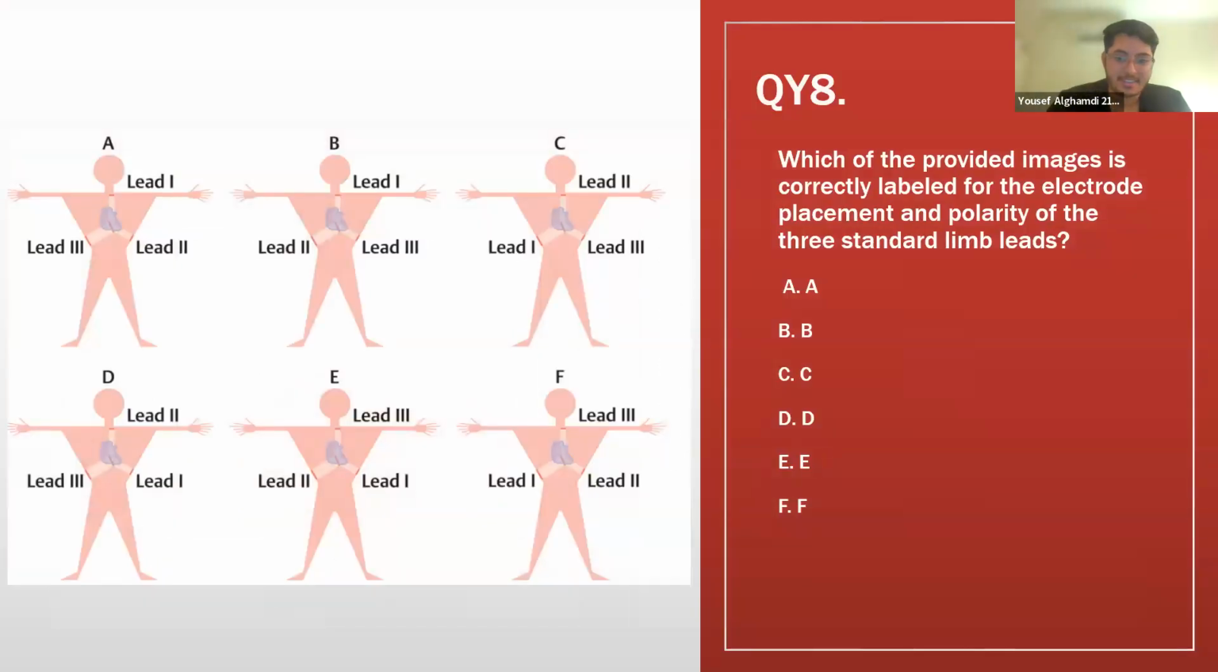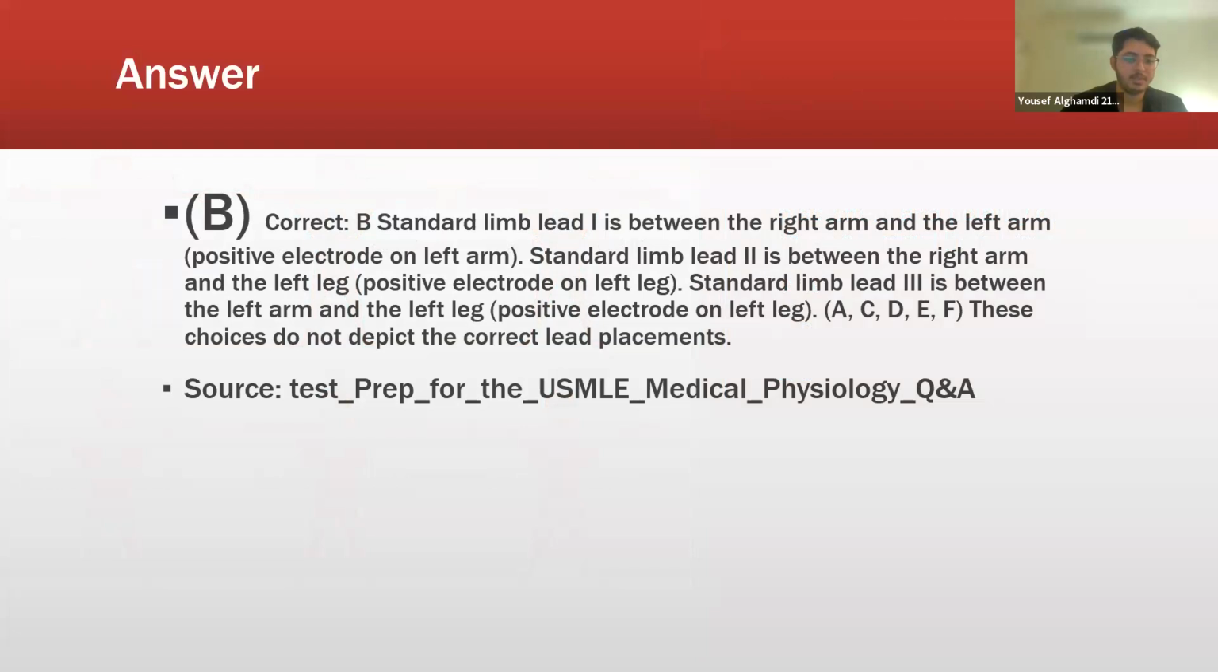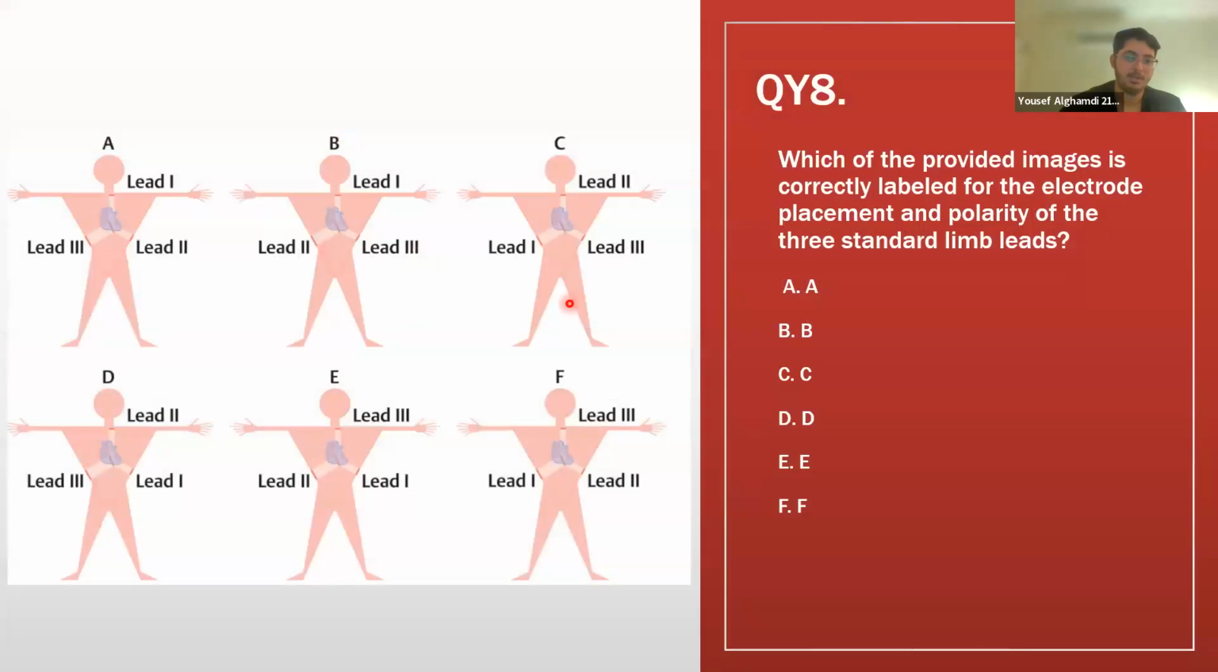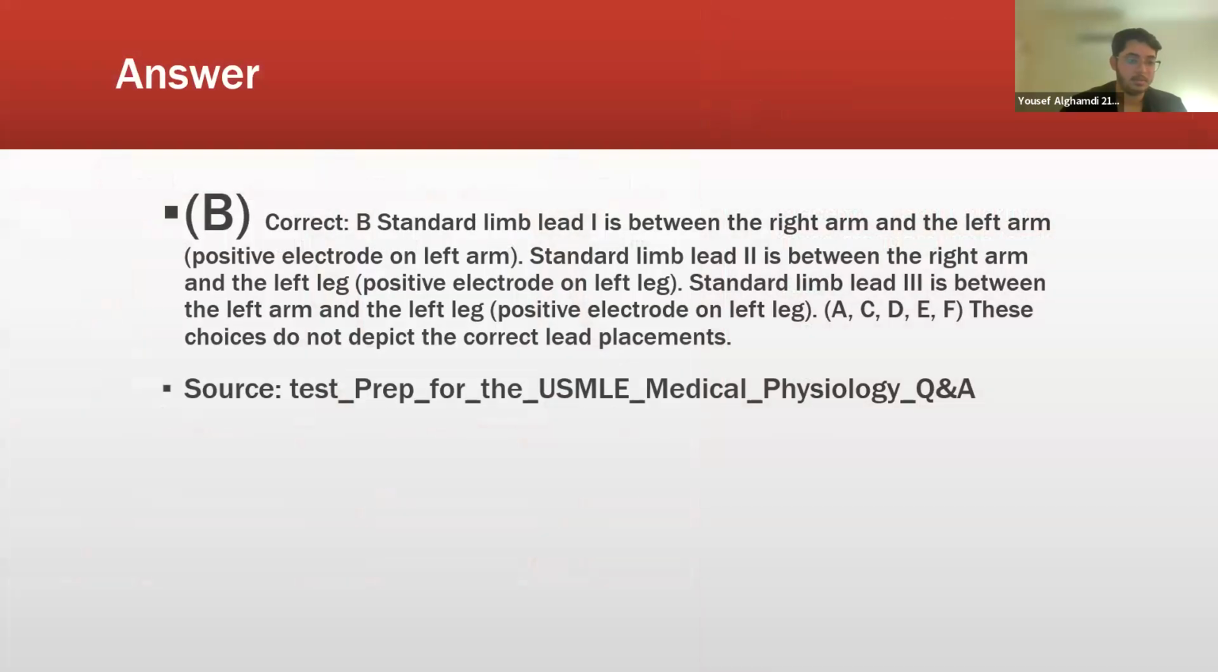Leads again, my favorite. Which of the provided images is correctly labeled for the electrode placement and polarity of 3 standard limb leads? Inshallah, this would be very simple, right? Lead 1, 2, 3. Yasser and Asma, correct. Usually these questions, they'll put a million options because they expect you to know it by heart. So just make sure you understand or know the lead placement. So B, lead 1, 2, 3. Good.